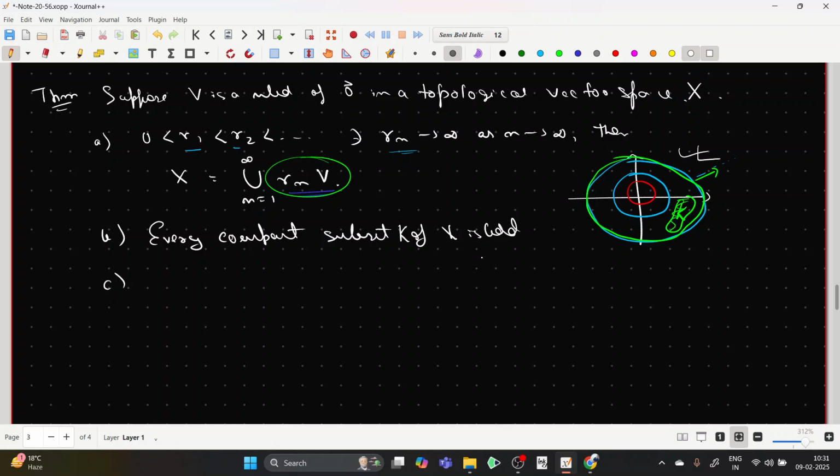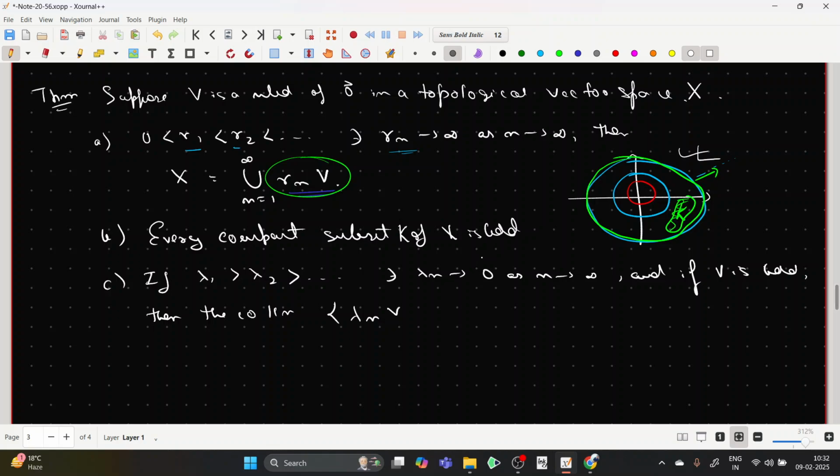Now if I choose a decreasing sequence which converges to 0, then what happens? So if I have lambda 1 greater than lambda 2, and this sequence continues such that lambda n goes to 0 as n tends to infinity, and if V is bounded, then the collection lambda n V, such that n is in the natural numbers, this set is a local base for X. Okay, clear?